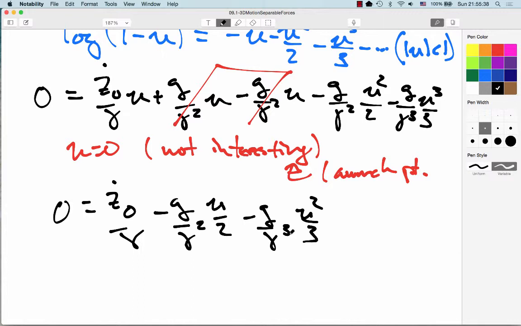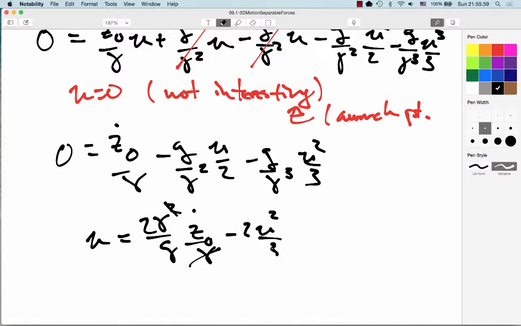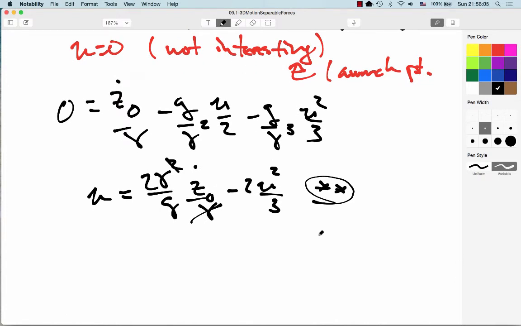All right, so we can rewrite this a bit. We can formally solve it for u as u equals 2 gamma squared over g times z naught dot over gamma, minus 2u squared over 3. Now, this is where, again, you look at this and say, is that really that helpful? And the answer is no, but since we're saying that u is small, that means u squared is really small.